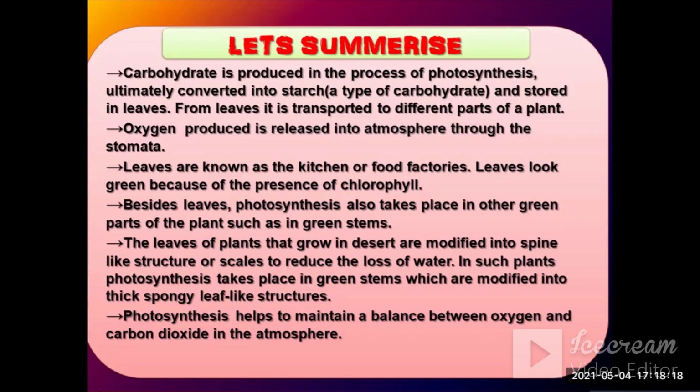Besides the leaf, photosynthesis can take place in stems as well. The green stems perform photosynthesis. The plants that grow in desert have spines. The leaves get modified into spines. So the stem has to take the responsibility of photosynthesis. And photosynthesis helps in maintaining the balance between oxygen and carbon dioxide in the atmosphere.